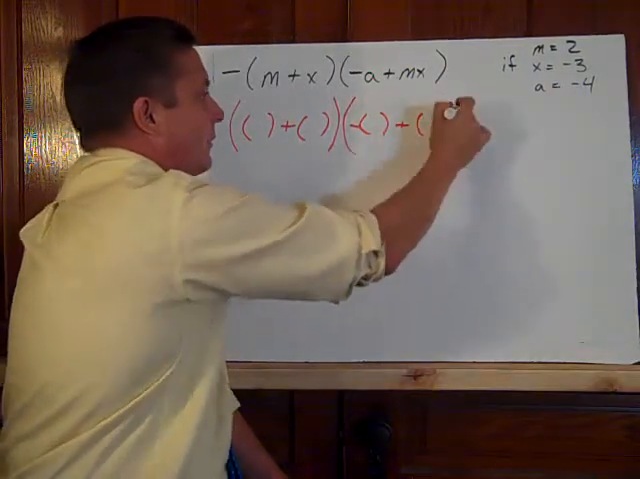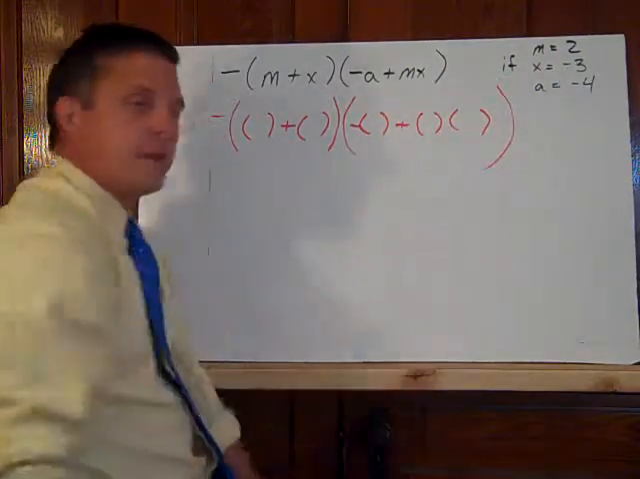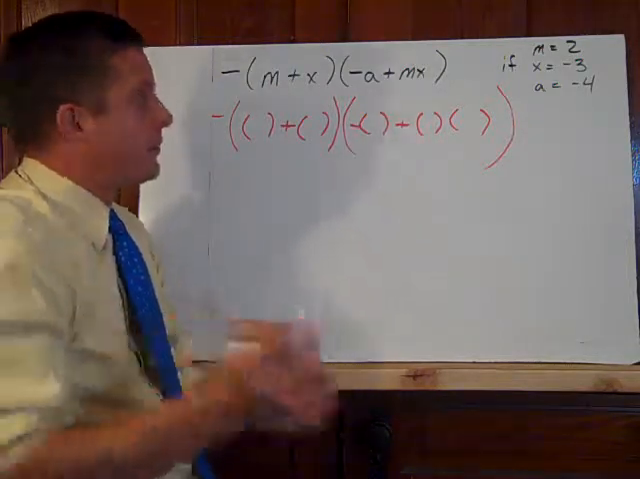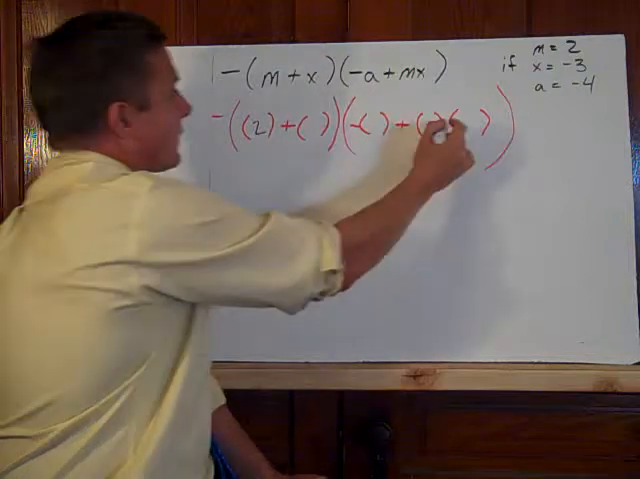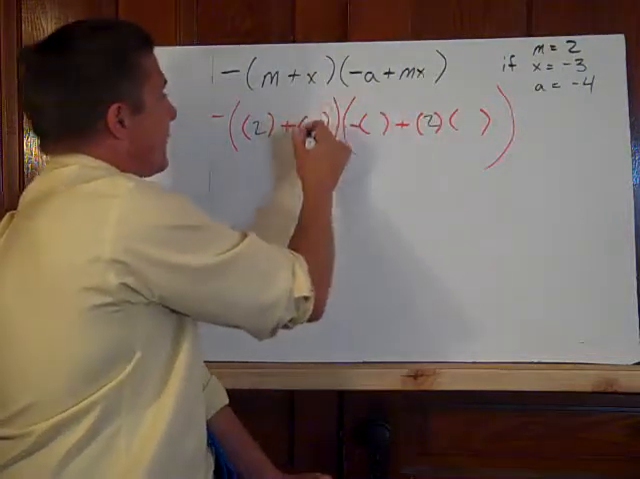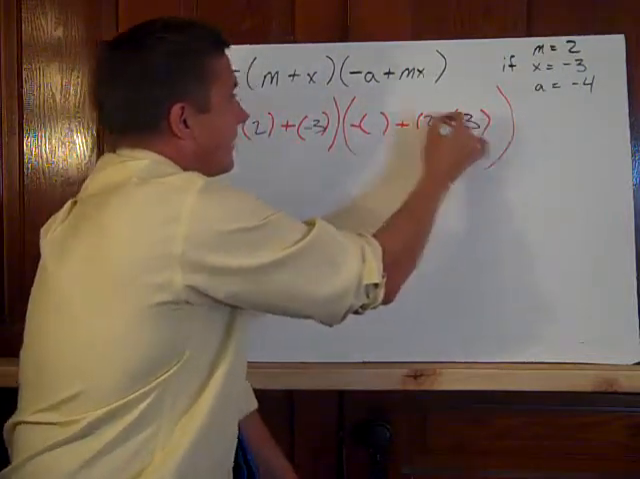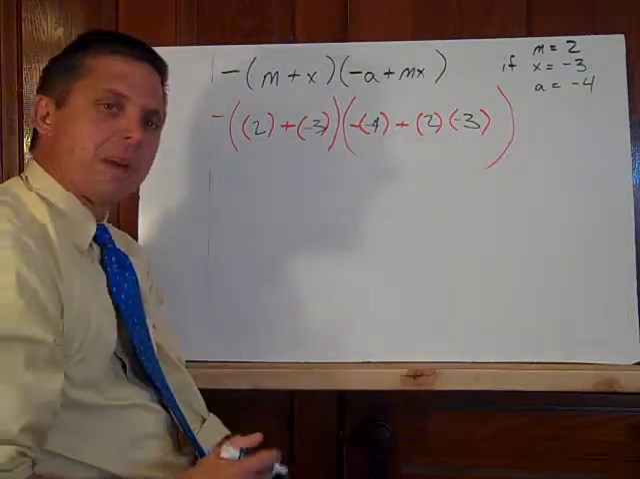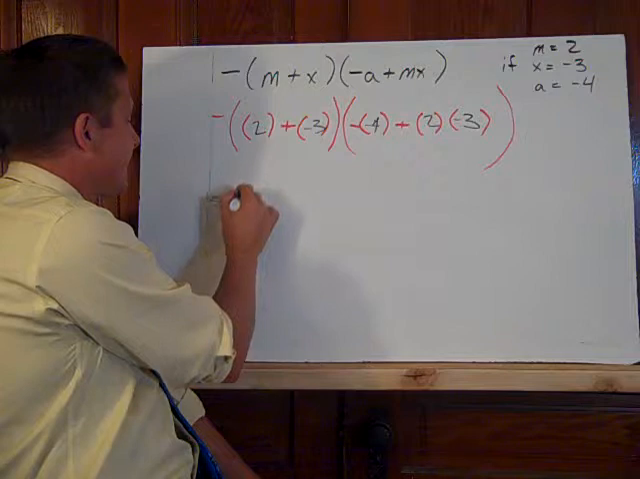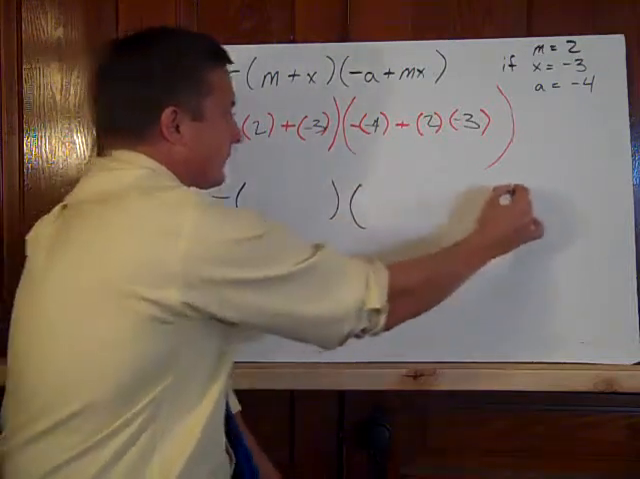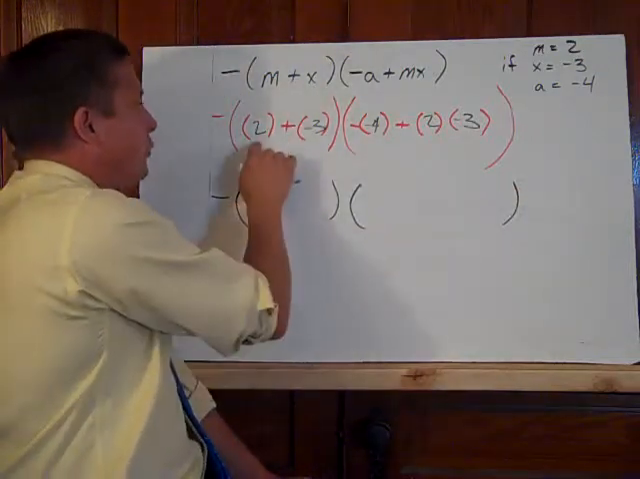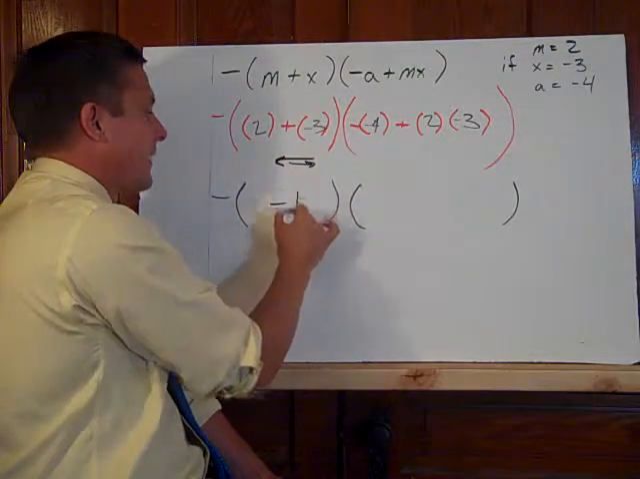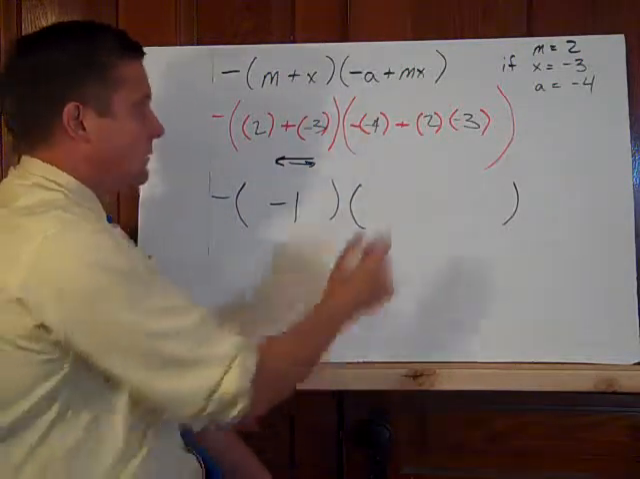Oops, didn't give myself enough space there. That is my first step. And now I will substitute the values. m is 2, and I have it in 2 spots. x is -3, I have that in 2 spots, and a is -4. And this time I have to operate in parentheses first, so I carry my signs. 2 plus -3: 2 to the right, -3 back. I can simplify that to the value -1.